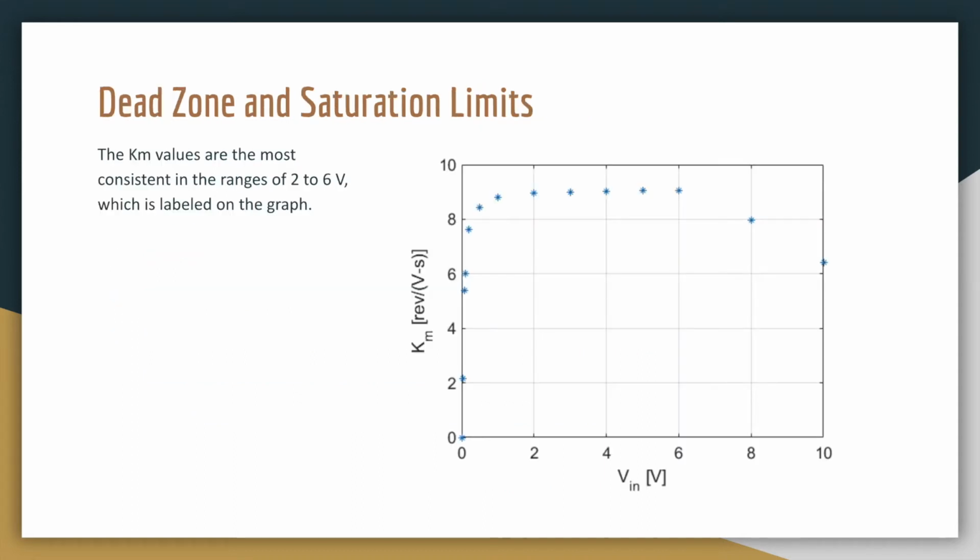Based on the plot of the motor constant versus the input voltage, it is observed visually that Km is consistent from 2 to 6 volts. Therefore, the dead zone occurs below 2 volts, and the saturation limit occurs above 6 volts.